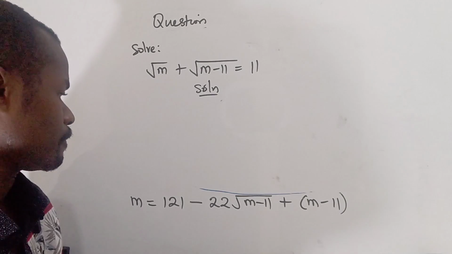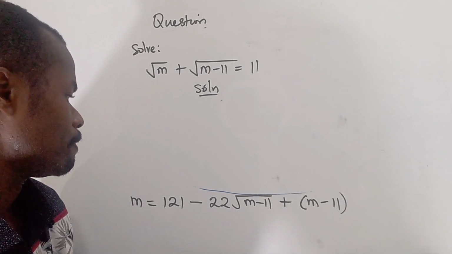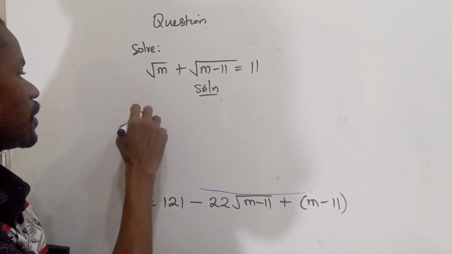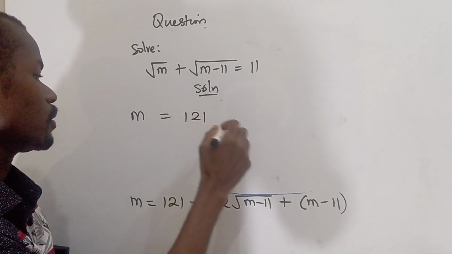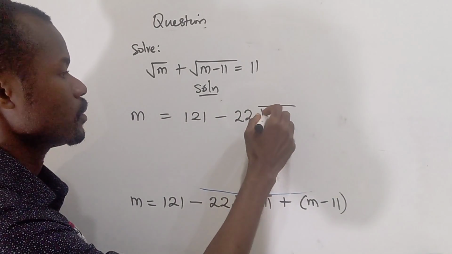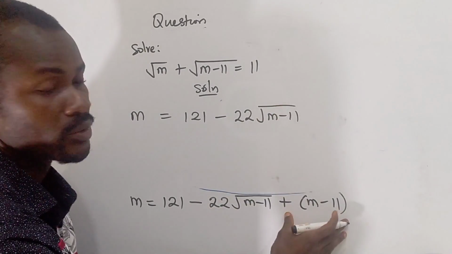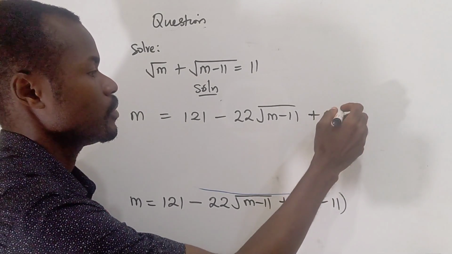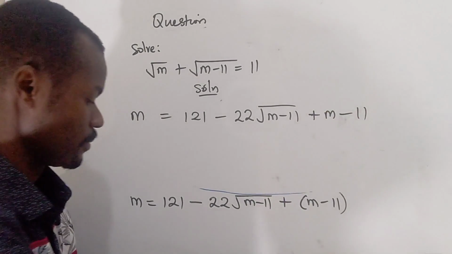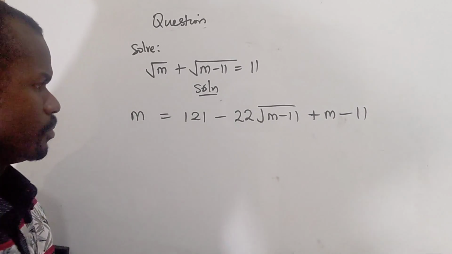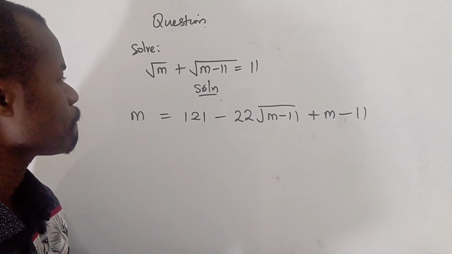So from this, I have m is equal to 121 minus 22 square root of (m minus 11). We are going to open this bracket, so that will give us plus m minus 11. All right, let's see what we are going to get.